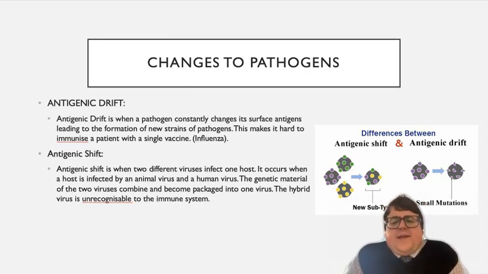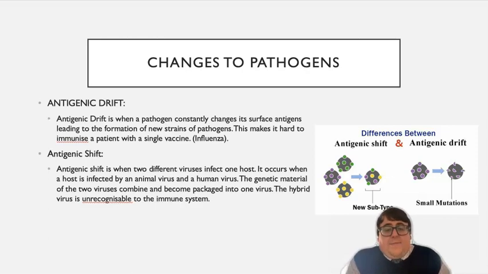Antigenic shift, on the other hand, is when two viruses infect one host at the same time. Generally, it has to be an animal virus and a human virus. And what happens is those two viruses combine and become packaged into one virus, which is unrecognized by our immune system, and we essentially create a new mutated virus mixing of two together.